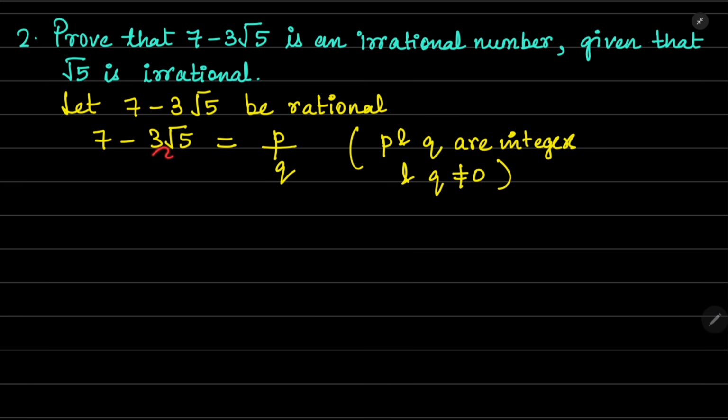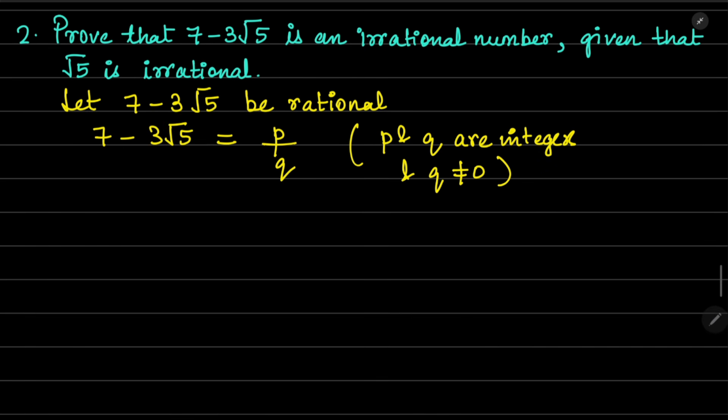Rational number. Here you have a rational number multiplied by an irrational number. Root 5 is irrational. So what we can do is take minus 3 root 5 to one side, make it plus 3 root 5, and p by q we can take to the left hand side. So let us rearrange it. You'll have 3 root 5 is equal to 7 minus p by q.